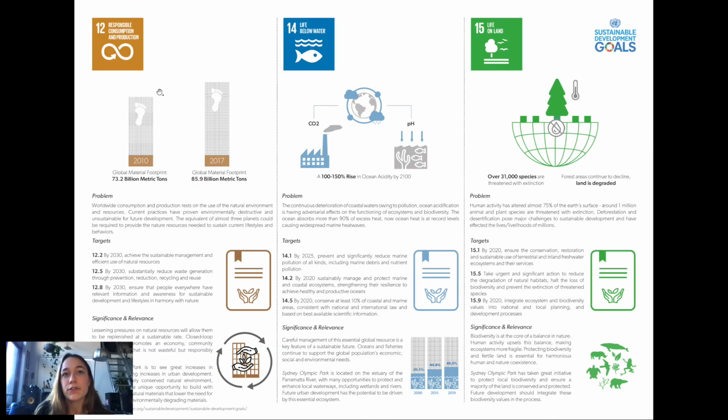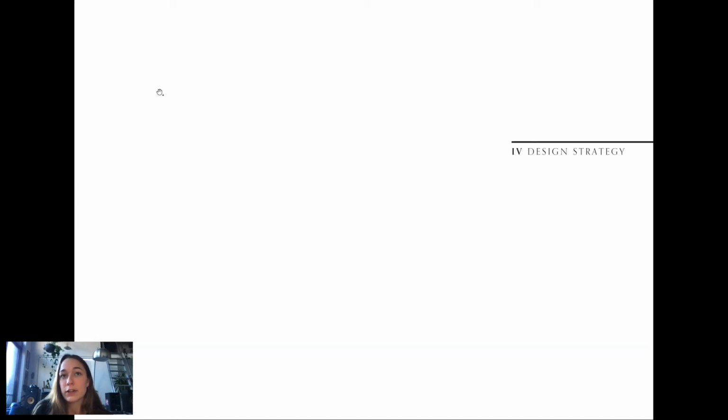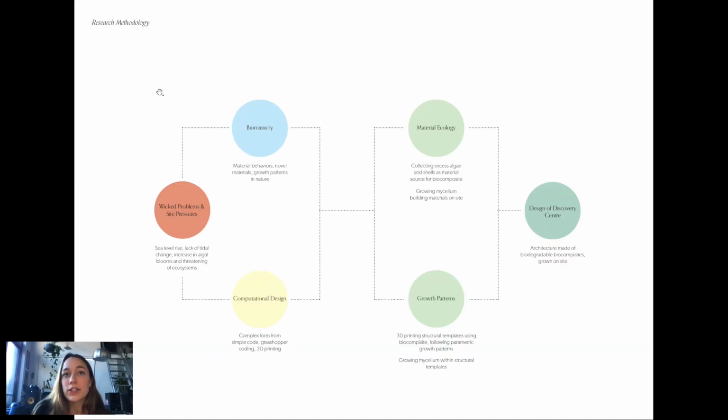The project will address three chosen UN sustainability goals: responsible consumption and production, life below water, and life on land. There is a unique opportunity to build with local and innovative materials using water ecosystems to drive design, and to further enhance Sydney Olympic Park's great initiative to protect local biodiversity and future development. The design strategy began by looking at the site pressures, more specifically at those algal blooms, using biomimicry and computational design to drive the investigation of a material innovation.